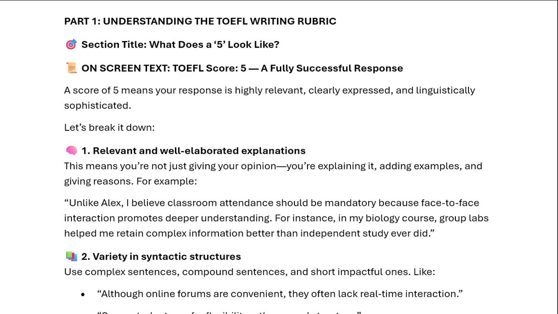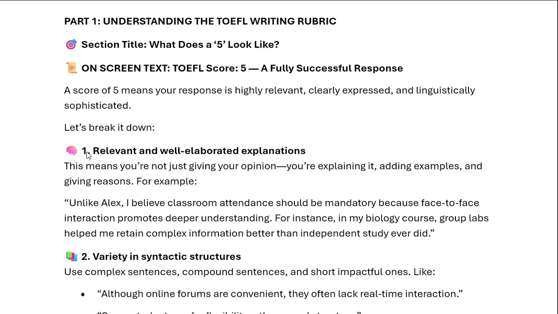First, let's make sure we understand the TOEFL writing rubric. This is how you will be graded when you complete this 10-minute response. So what does a 5 look like? If you get 5 out of 5, that means you're going to get 30 points out of 30. A score of 5 means your response is highly relevant, clearly expressed, and linguistically sophisticated. So let's break down what that means.